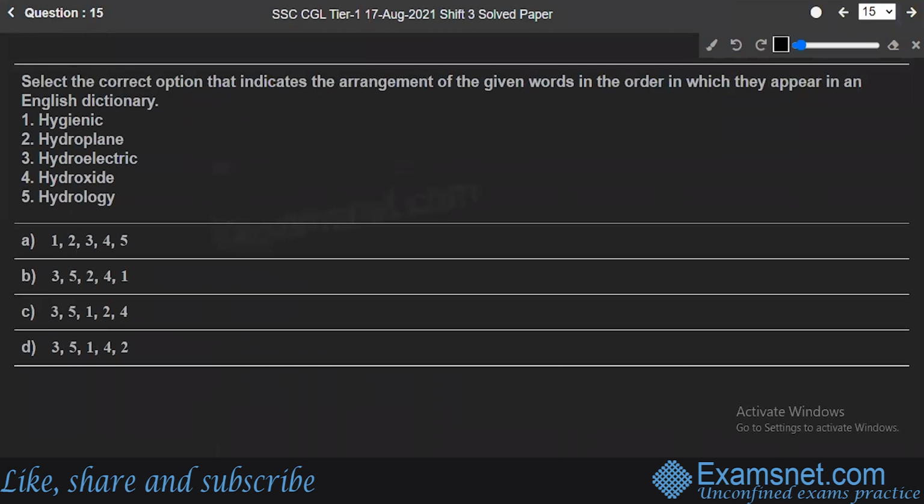Question number 15. Select the correct option that indicates the arrangement of the given words in the order in which they appear in the dictionary. You know, in the dictionary, the alphabets appear according to the alphabetical order. That's A, B, C, D, E, and so on.